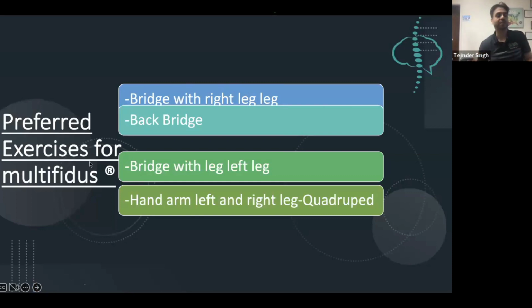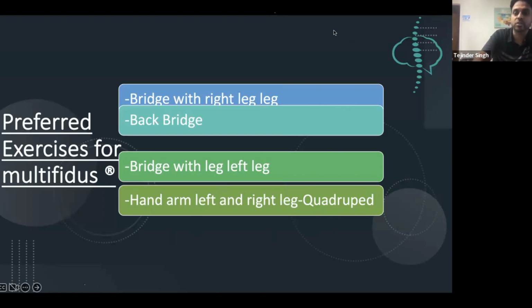So if I'm trying to train the right multifidus, say right multifidus L5, S1 or L4, L5, and I do a bridge with the right leg, that tends to activate the right multifidus the most, followed by a back bridge, followed by a bridge with the opposite side, followed by ipsilateral leg and contralateral arm in quadruped position. Make sense?